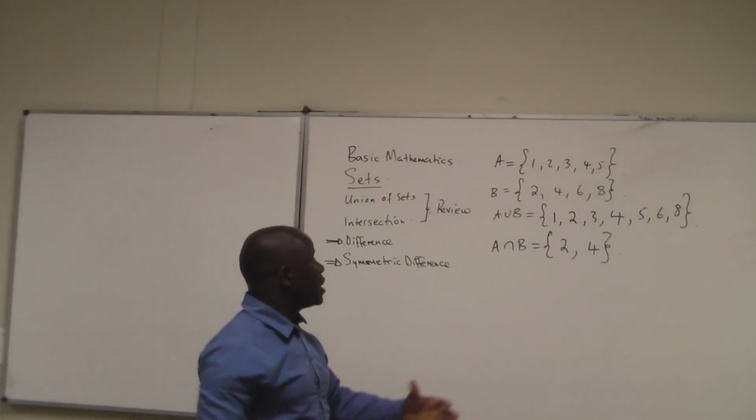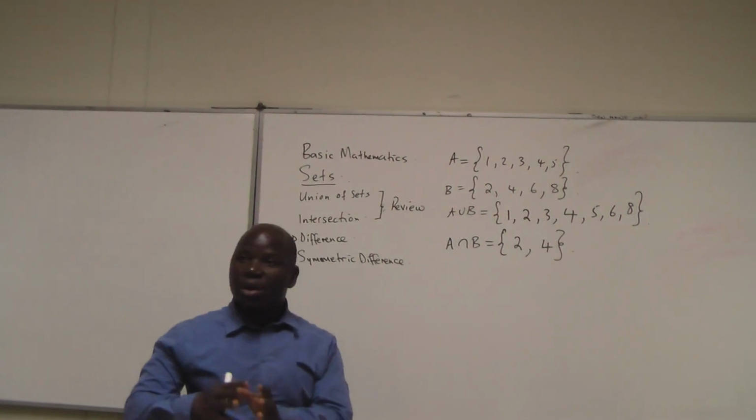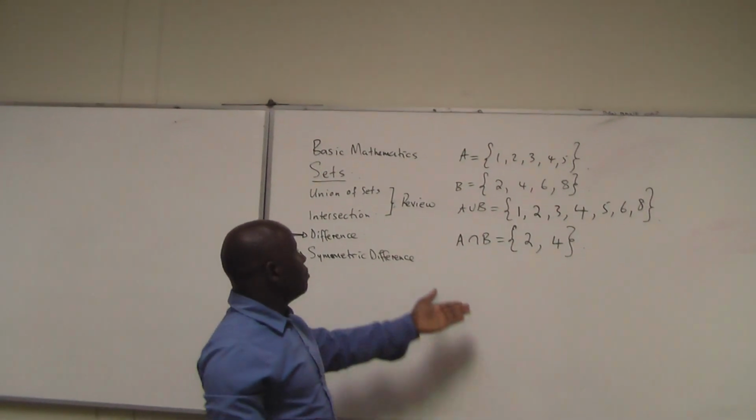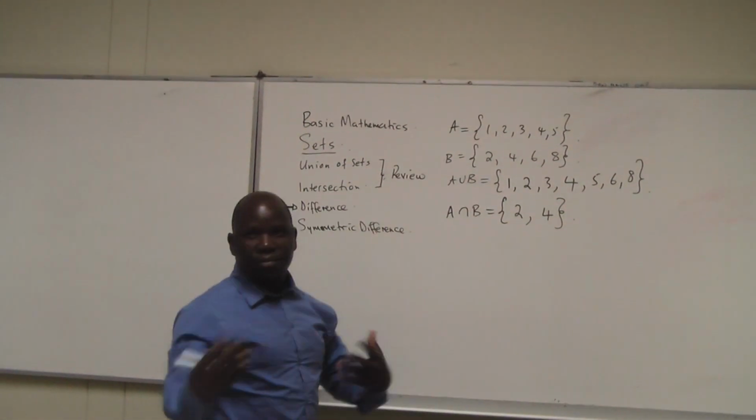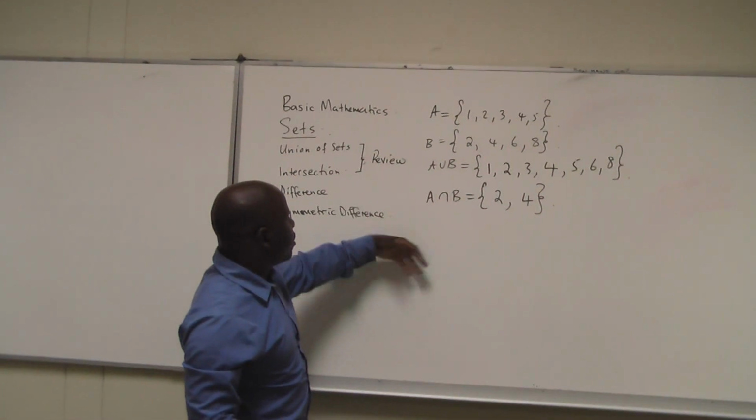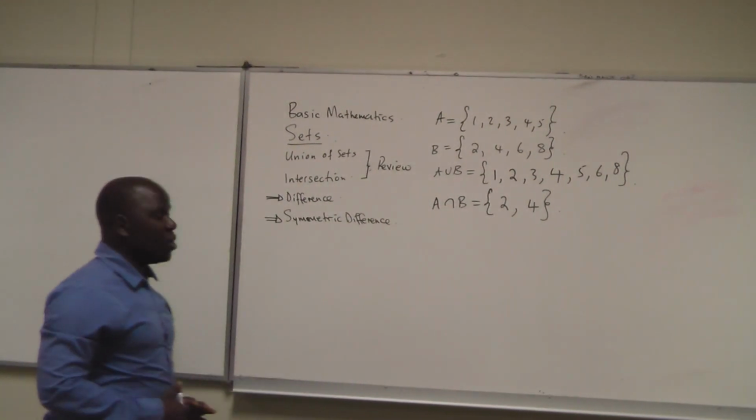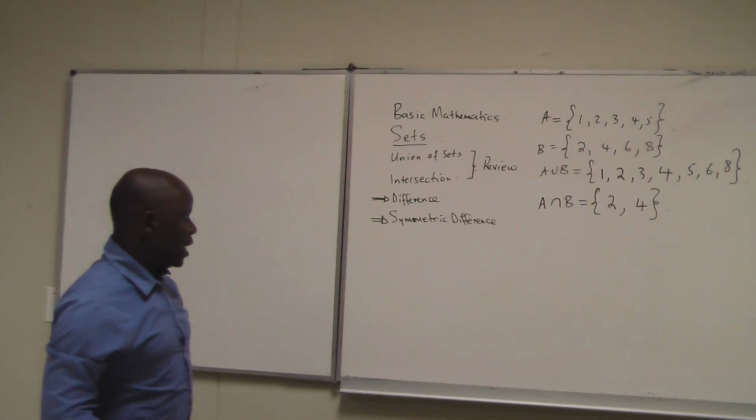In other words, when we are saying what is A intersection B, we are saying which elements are common in A and also in B. Which elements are found both in A and in B. That is basically what we mean by A union B and A intersection B.